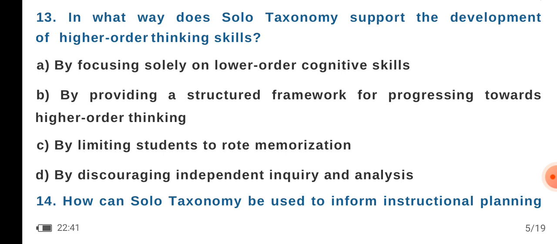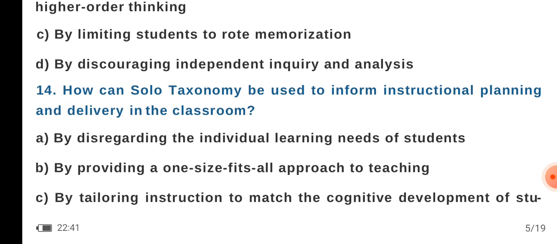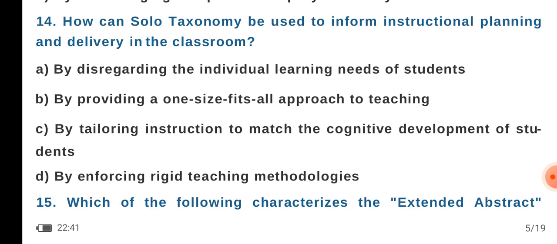Number 14. How can SOLO taxonomy be used to inform instructional planning and delivery in the classroom? Letter A, by disregarding the individual learning needs of students. Letter B, by providing a one-size-fits-all approach to teaching. Letter C, by tailoring instruction to match the cognitive development of students. Letter D, by enforcing rigid teaching methodologies.